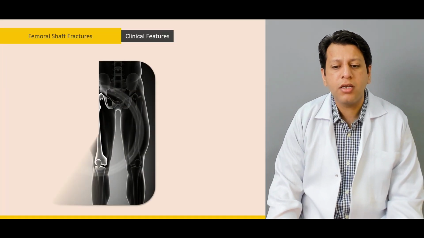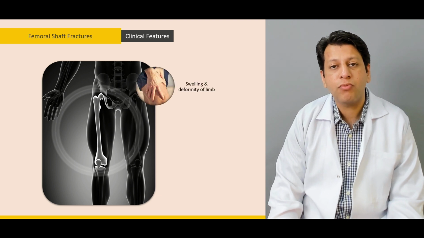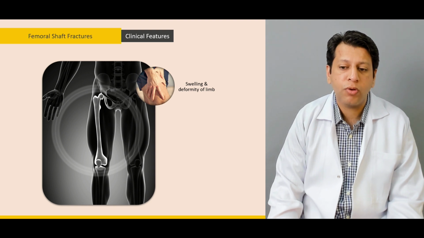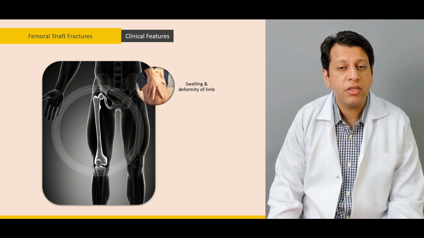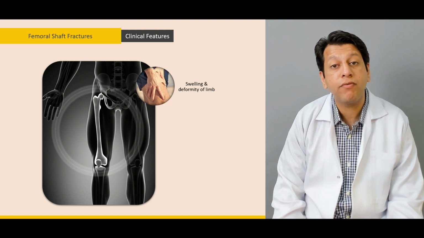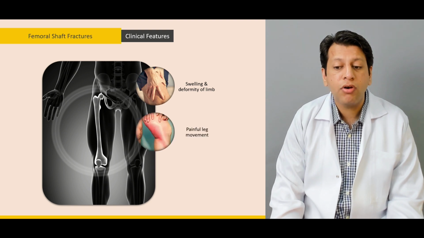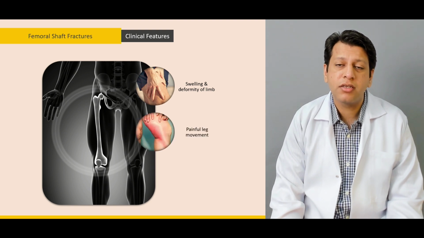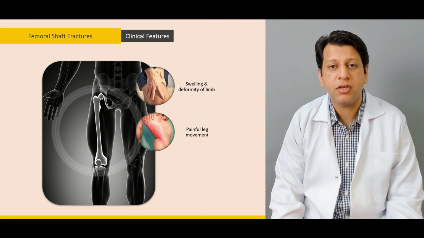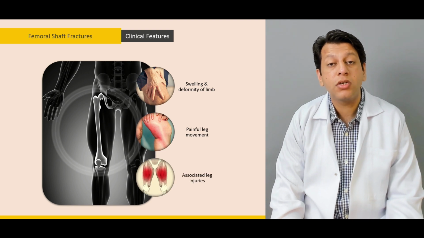Now coming to the clinical features. What is usually the history and what are the findings on examination? There is always definitive swelling and deformity of the limb, with a history of RTA. Usually there is a history of RTA or a fall, which may result in this sort of injury. Along with painful leg movements, usually either there is no movement at all, or as soon as you touch, the patient has severe pain mainly in the mid-thigh region. And there may be other associated leg injuries.